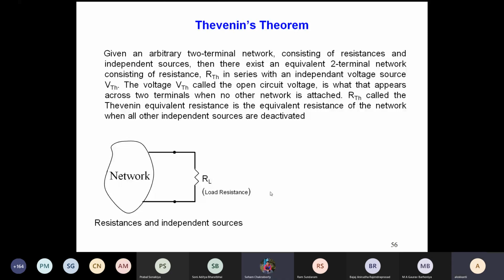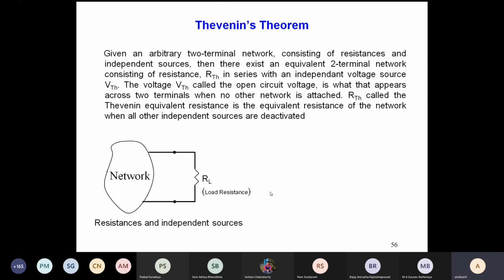Yeah, so I have kept all that complicated network inside that shape, and suppose from that network two wires are coming out, and to those two wires a load resistance is connected. That network basically consists of a complicated connection of resistances and independent sources. There could be a voltage source, there could be a current source, and so on, with a complicated connection of resistances.